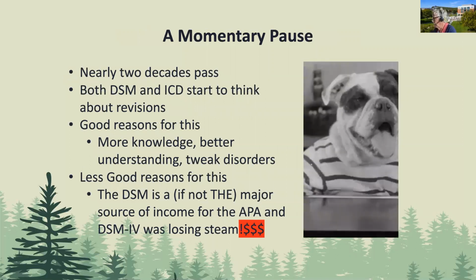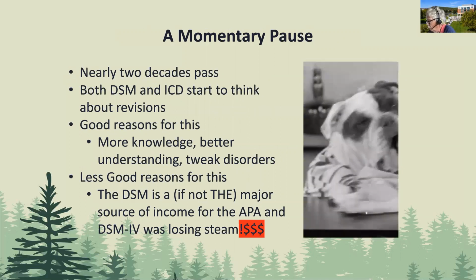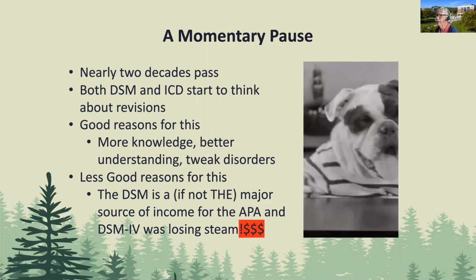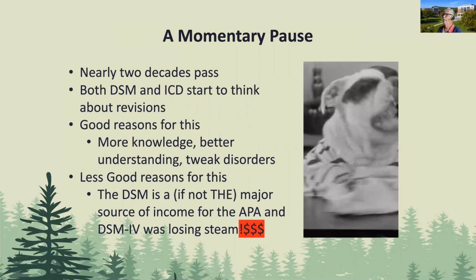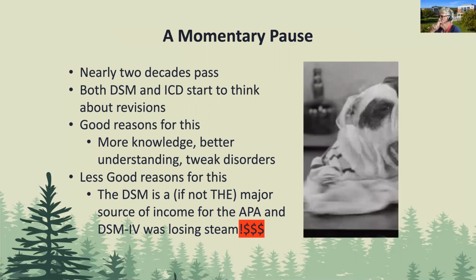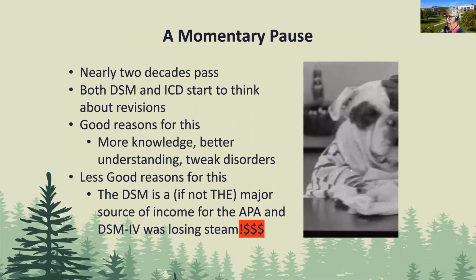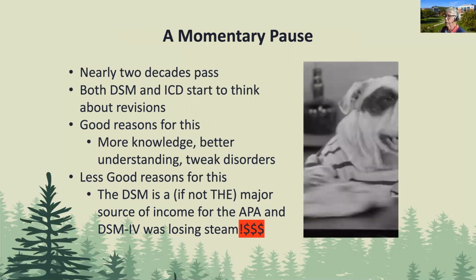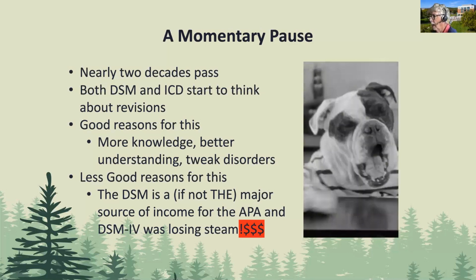Nearly 2 decades pass. Research on autism after DSM-4 and ICD-10 literally explodes. Both DSM and ICD start to think about revisions. There are good reasons for this: more knowledge and a better understanding, and the attempt to want to tweak disorders. And there are some less good reasons.